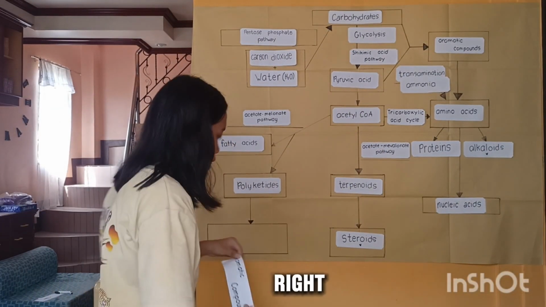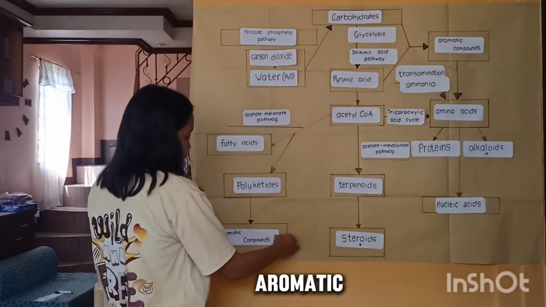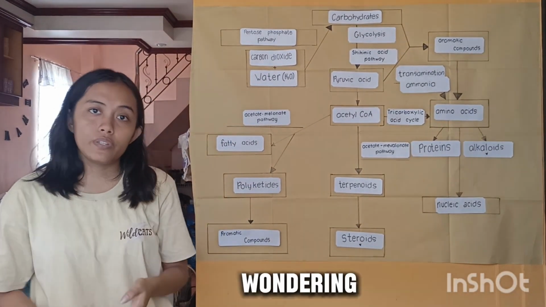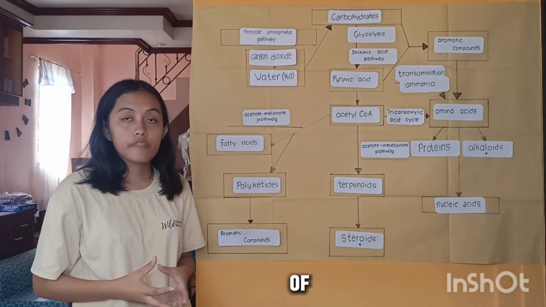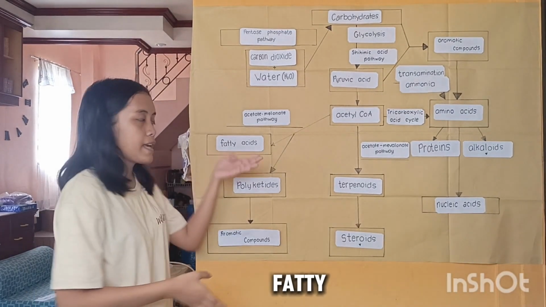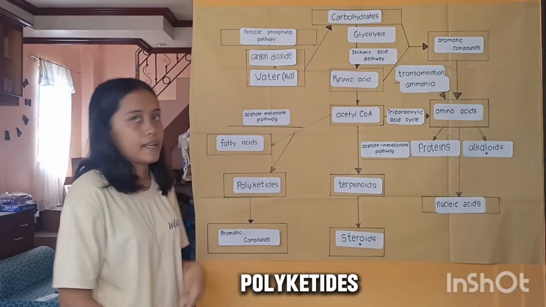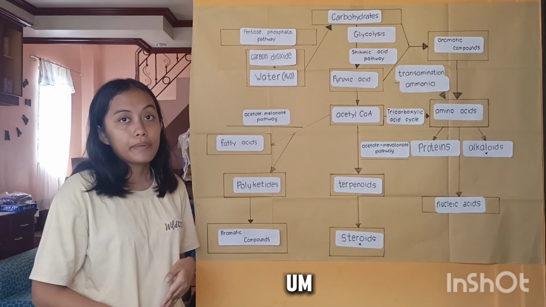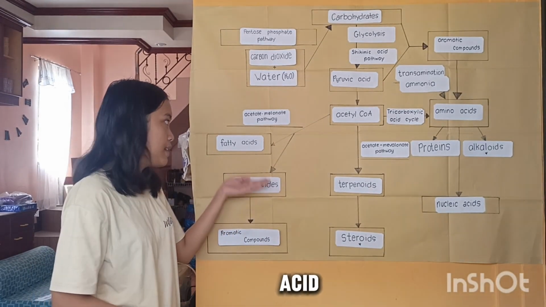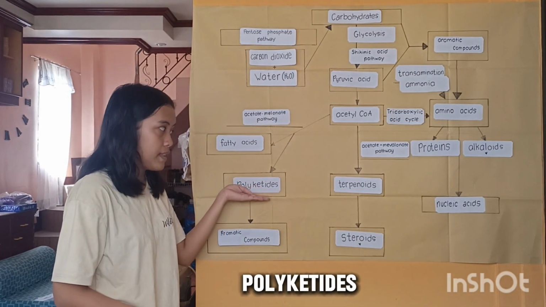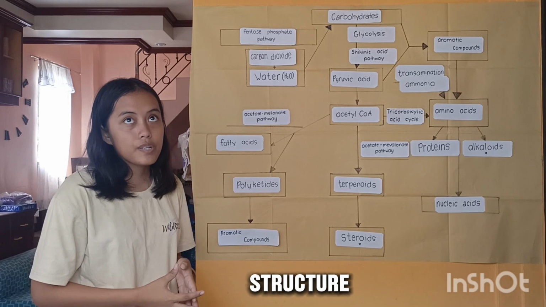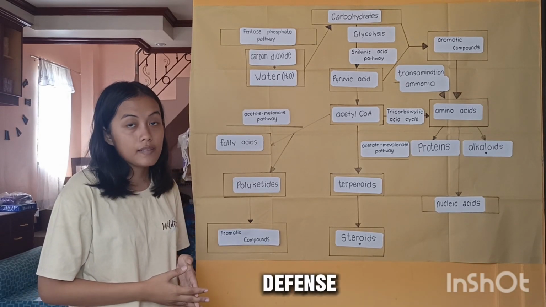Lastly, we have here the production of aromatic compounds, which is led by the fatty acid. You might be wondering, if the production of aromatic compounds is led by fatty acid, why is it connected with polyketides? Because this arrow highlights the role of polyketides derived from fatty acid, forming aromatic structures that are important for plant defense and pigmentation.